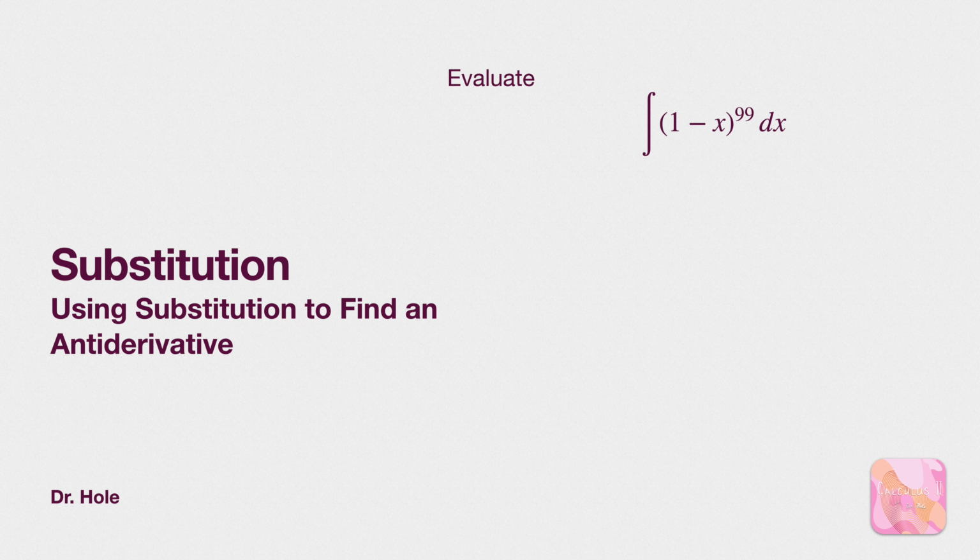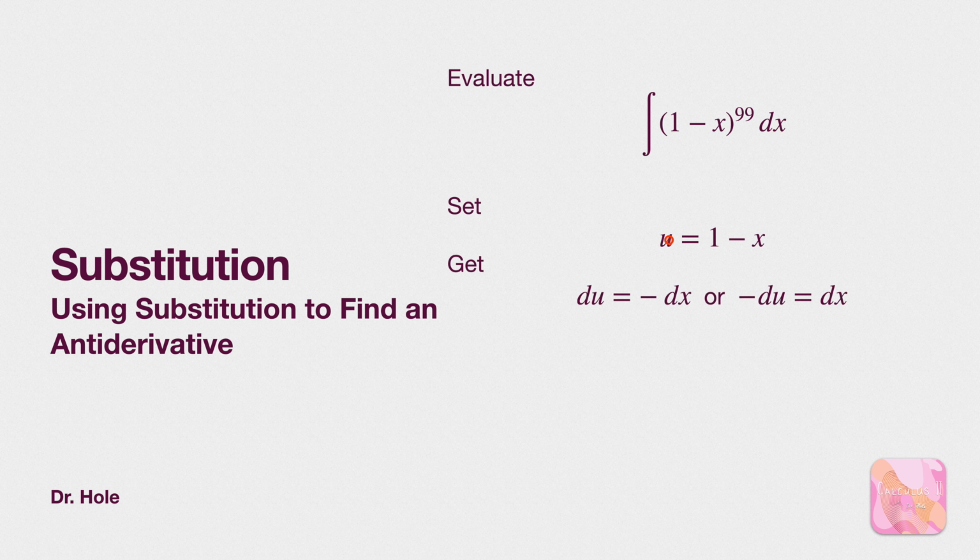So here we have the integral of a base raised to a power. We could expand that out if we wanted to, but this power of 99 is rather dissuasive. Instead, we can use this method of substitution by setting the base equal to a new variable u. And then we're going to have to figure out what happens with the differential dx.